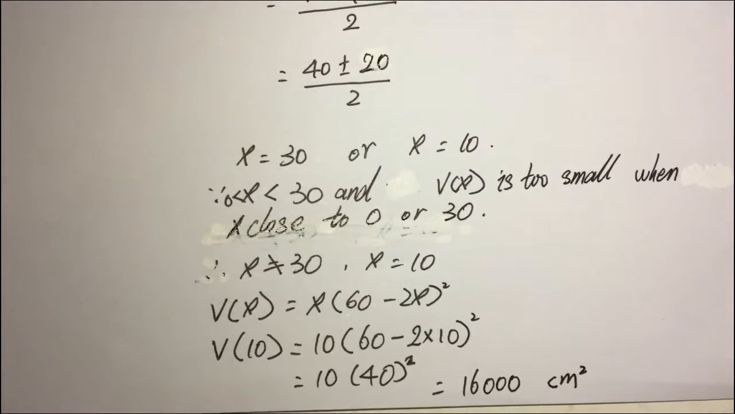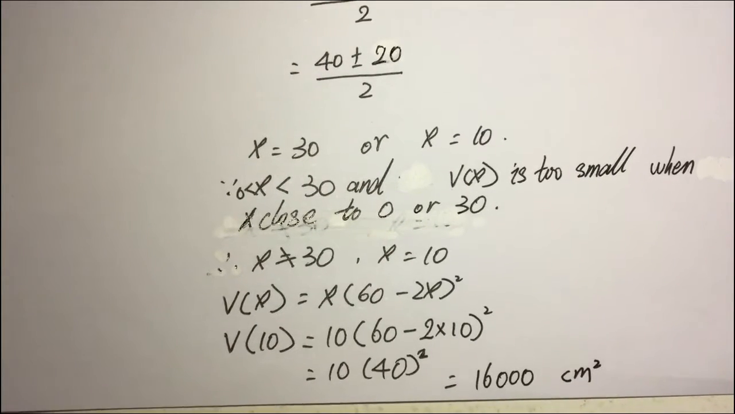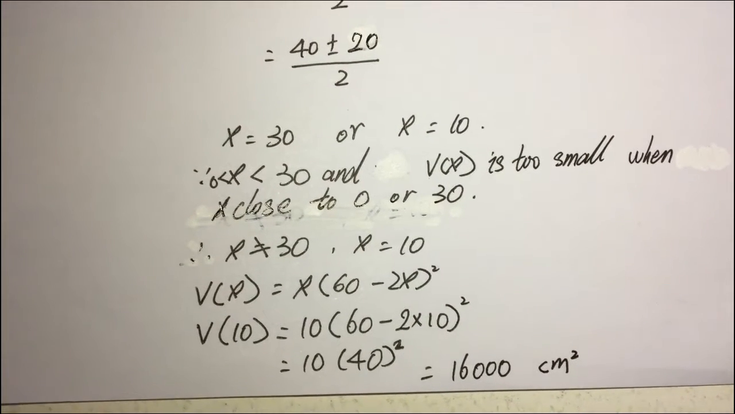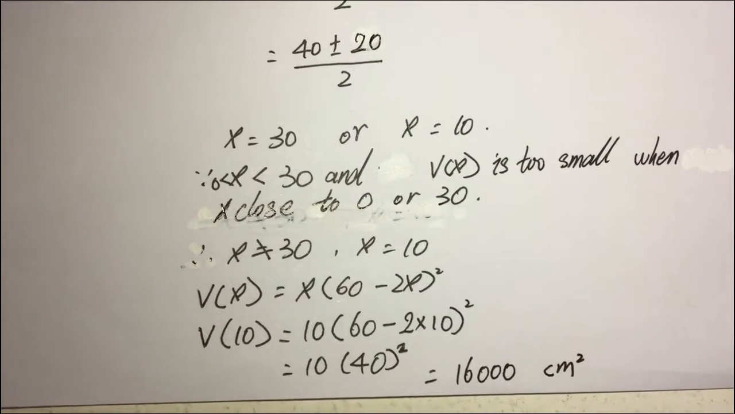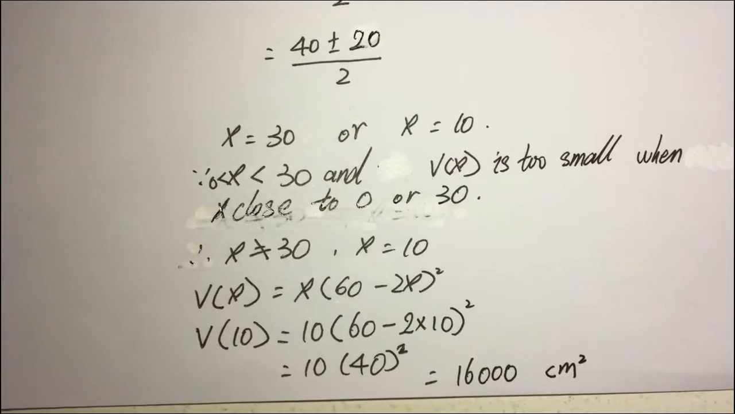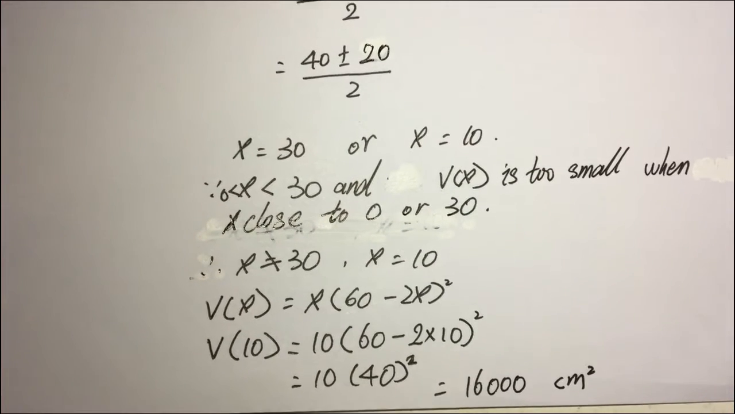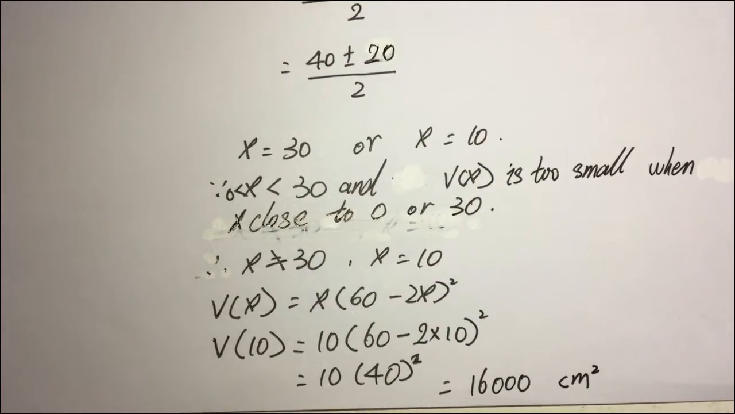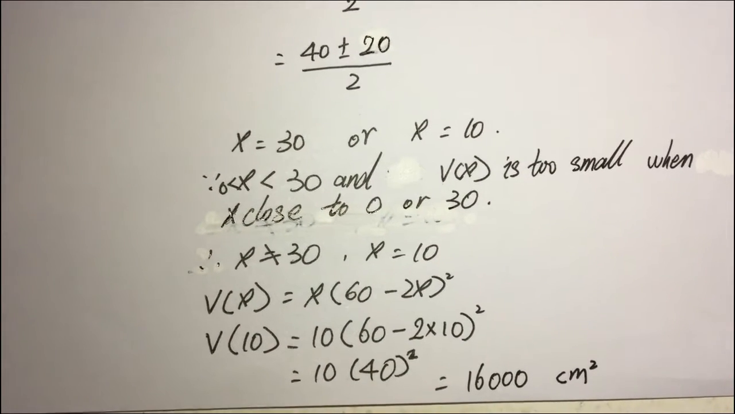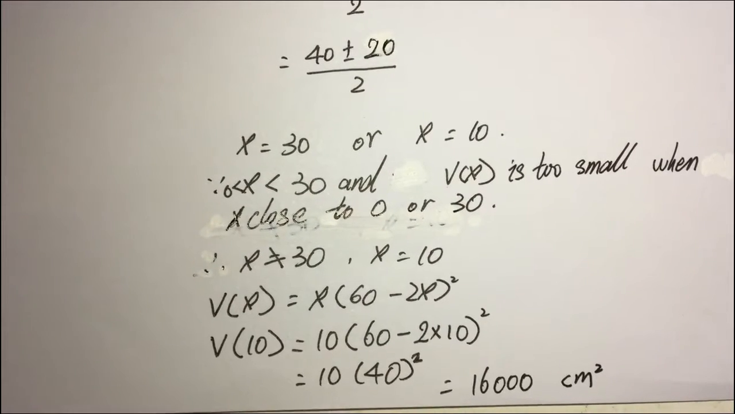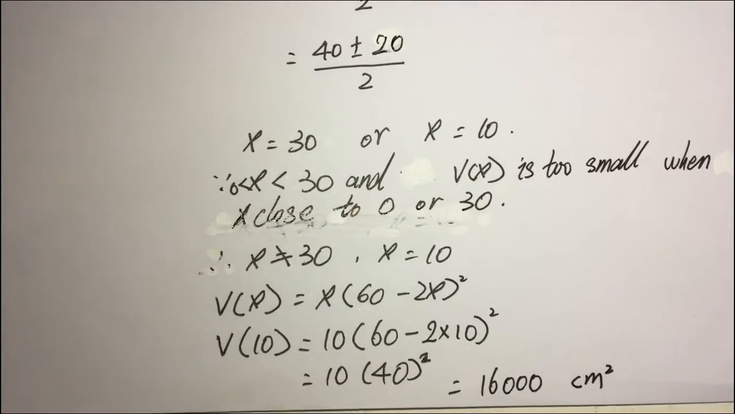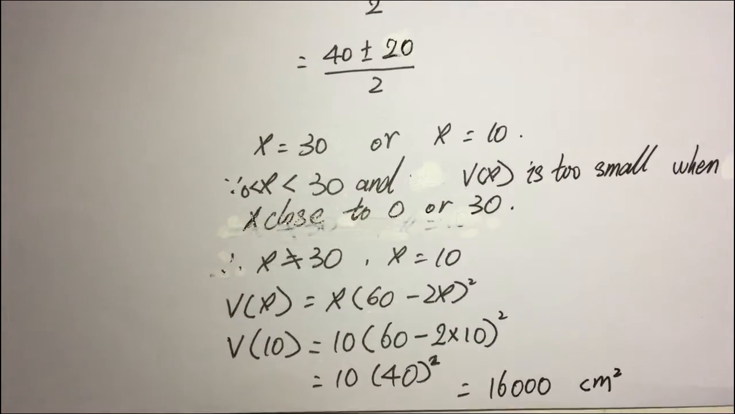Because x is less than 30, and when x is close to 0 or 30 the volume would be too small, the answer can't be 30. That means x equals 10. Then we substitute 10 into the equation V(x). We will get the largest volume, which is 16,000 cubic centimeters.